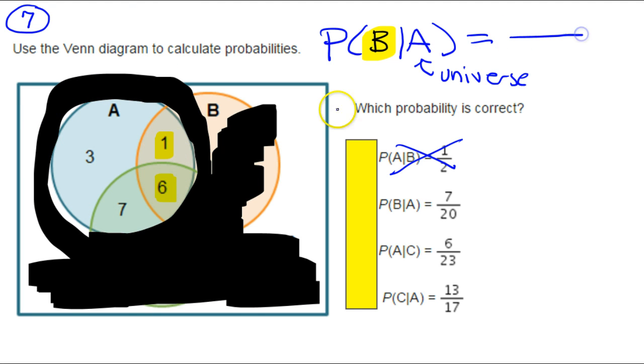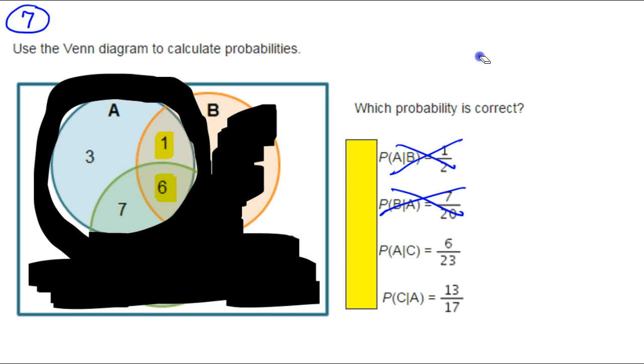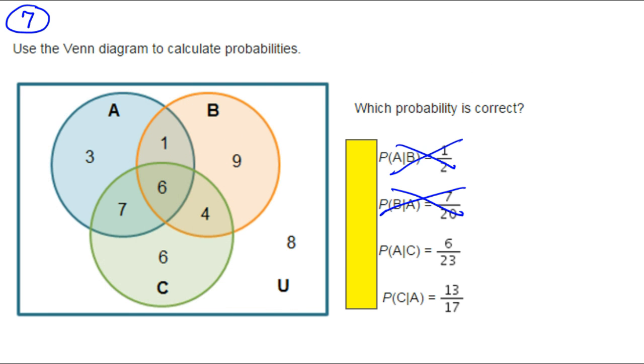So when we do that, we've got 7 out of a total of, let's see, that's 3 and 7 is 10. And then 6 and 1 is 7, so that's 17. So 7 out of 17. All right, this says 7 out of 20, so that's not going to be the right answer. All right, this is good practice. Let's keep going. Let's reset.